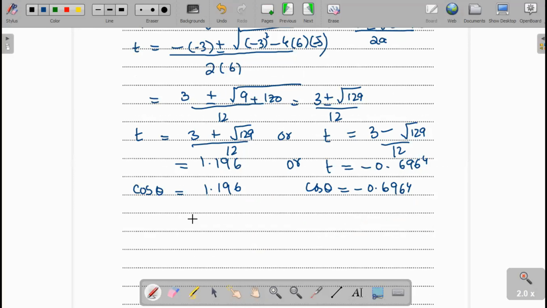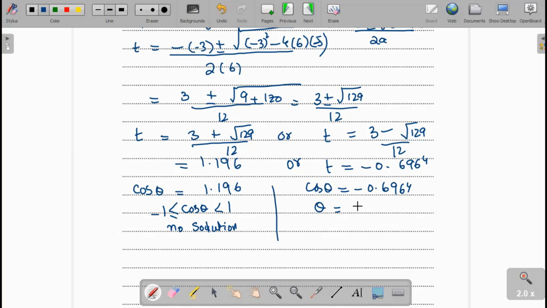Here the value of the cos theta is given 1.196. We know the range of cos theta values is less than or equal to 1 and greater than or equal to minus 1. Therefore, the solution of this cos theta is not possible. No solution for this case. Now we find the second value.